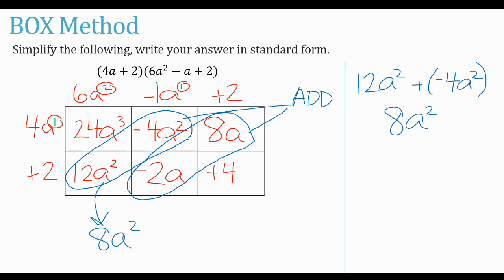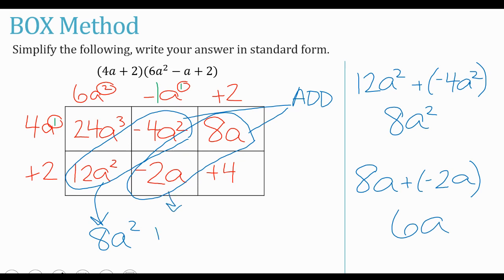And now I'm going to add that 8a and that negative 2a. Same concept as before, different signs subtract. So 8 minus 2 is going to give us 6. Keep the sign of the larger. And don't forget to include that a. So now this is a positive 6a.